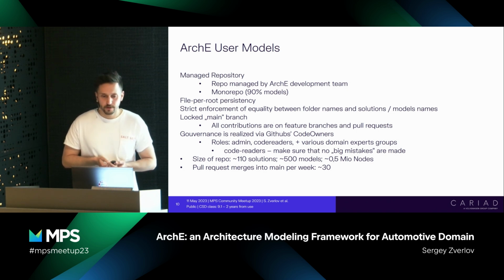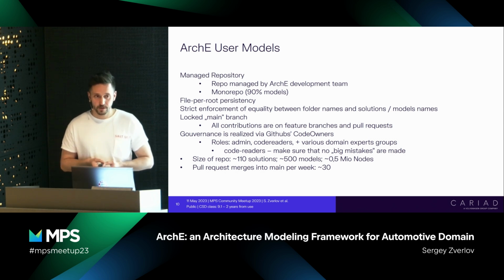We use help root persistency, and also we try to enforce the equality between model names and folder names solutions, because that makes the diffing for our users easier, because otherwise they get confused. And since, as I told you, those people are mostly very inexperienced in terms of MPS and also in Git.